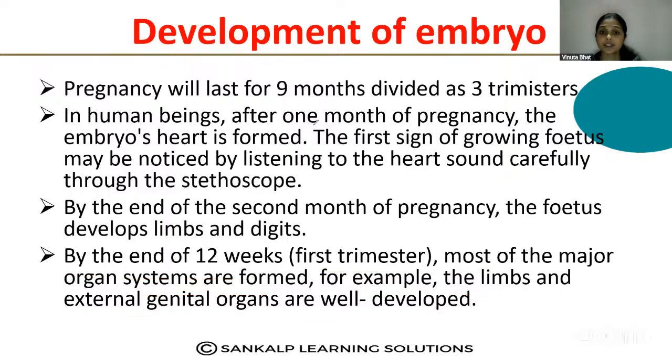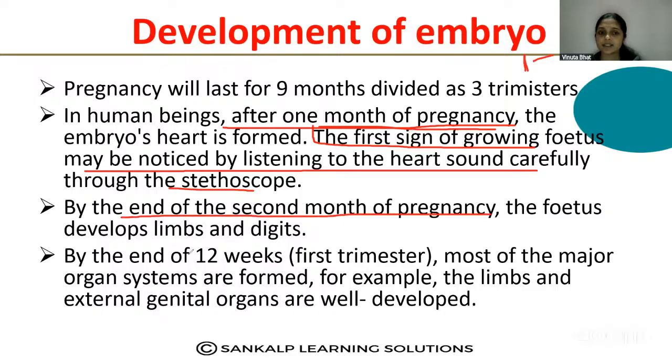The first sign of the growing fetus may be noticed by listening to the heart sound carefully through a stethoscope. That is just after 1 month of pregnancy. After 1 month, you can hear the sound of the heart, which means the heart is formed within the 1 month. Then by the end of the second month of pregnancy, the fetus develops limbs and digits. Very important: limbs and digits are developed by the end of the second month.